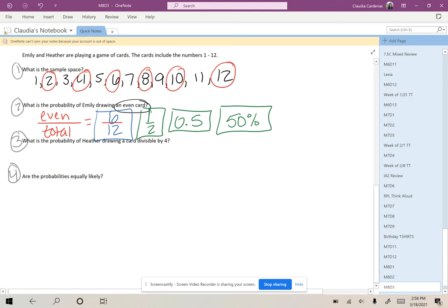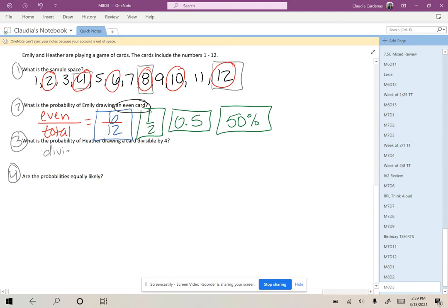Okay, number 3. What is the probability of Heather drawing a card divisible by 4? So first of all, what does it mean to be divisible by 4? Well, it means that I can divide this number, any number, by 4. So I'm only going to focus on the numbers that can be divided by 4. I'm going to look very closely and box numbers that are divisible by 4. So I can't divide 1 by 4 or 2 by 4 or 3 by 4, but I can divide 4 by 4, and I can divide 8 by 4, and I can divide 12 by 4. None of the other numbers can be divided by 4 evenly.